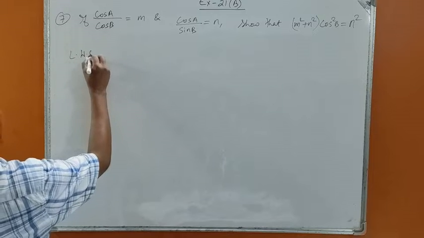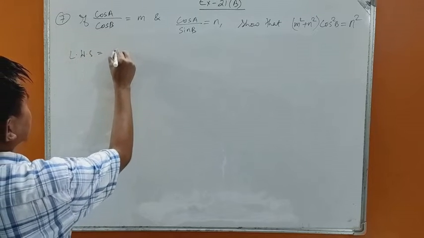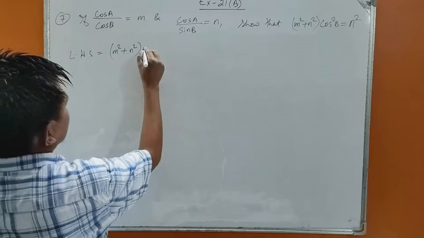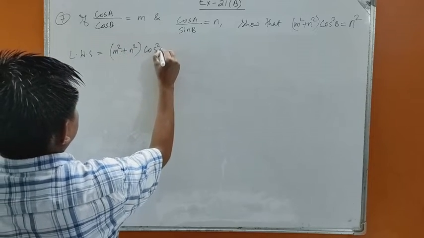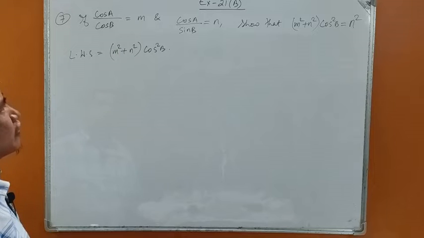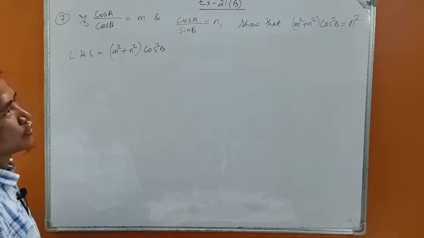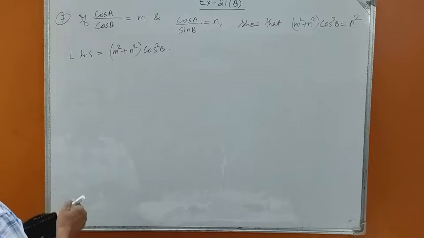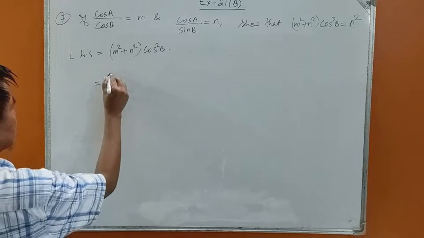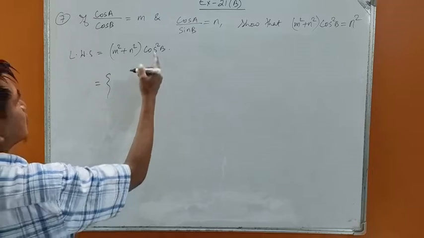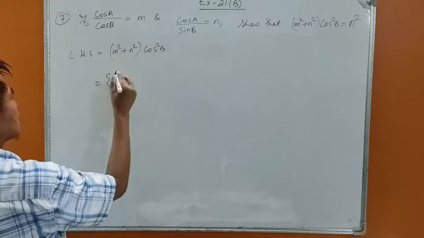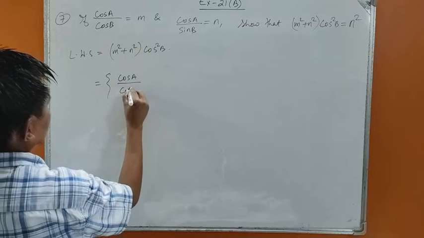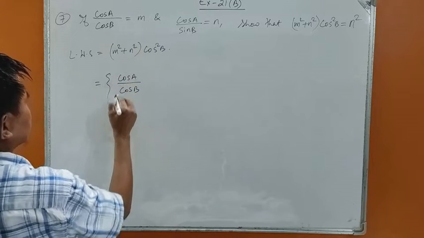So let's write the left hand side of that equation. LHS equals m square plus n square whole into cos square b. This is what we have in the left hand side, and we are going to use this and prove this equals n square, isn't it? So let's put the value of m and n first. So m means cos a upon cos b.